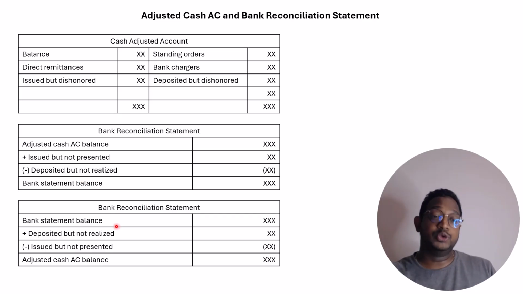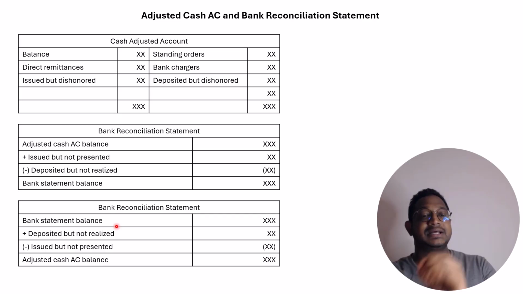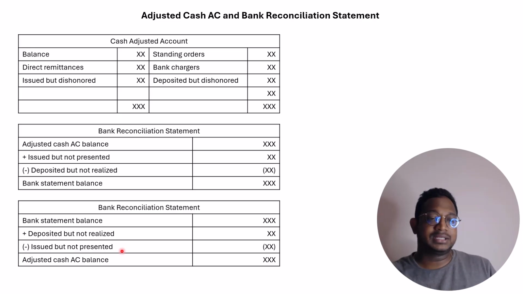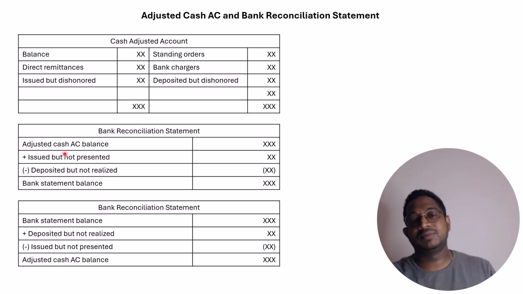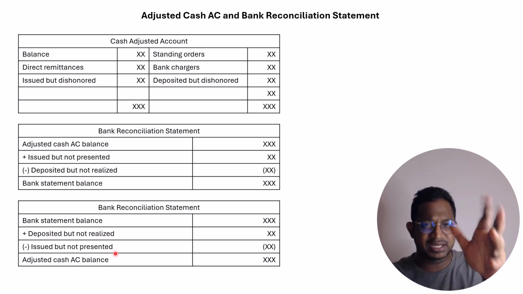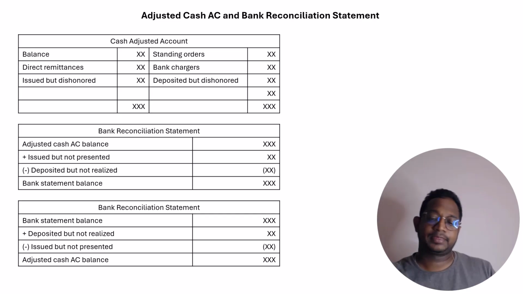But if we use the bank statement balance as our base, you have to add deposited but not realized checks and then deduct issued but not presented checks. Then you can find the adjusted cash account balance. Same thing. If you use the cash account balance as the base, this is the way to prepare the bank reconciliation statement. If you use the bank statement balance as the base, this is the way, and this is the upside down, right? Okay.